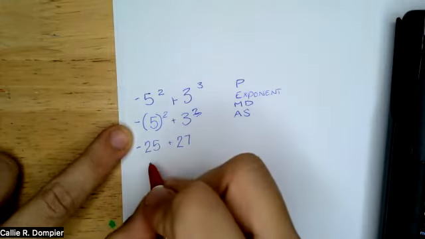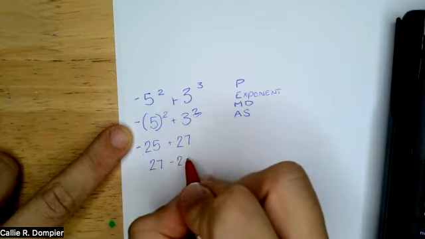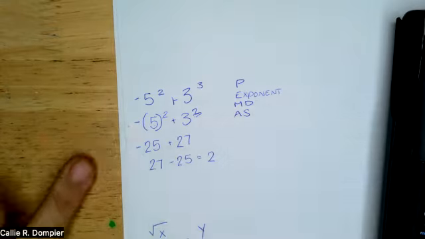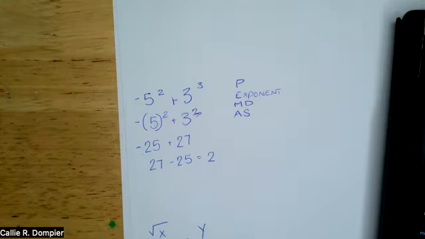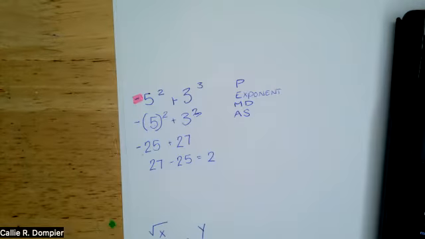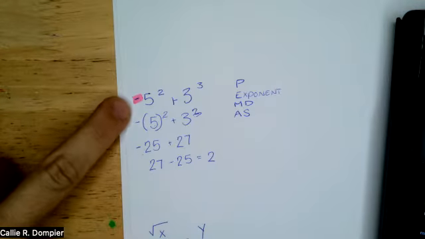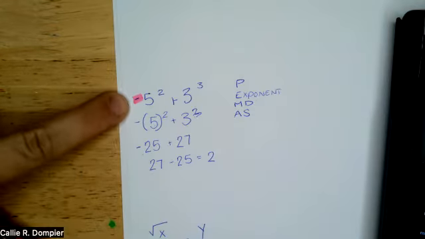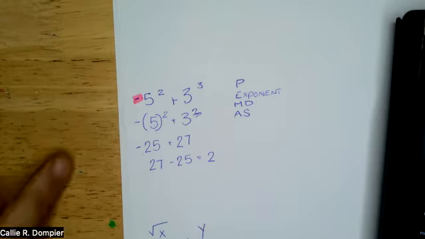So now you're essentially taking 27 and you're subtracting 25 and you just get 2, okay? So I think the real thing to remember is that negative, okay? Without the parentheses, that negative is after you square it. It's applied after you square it.